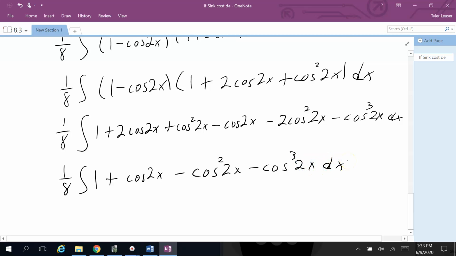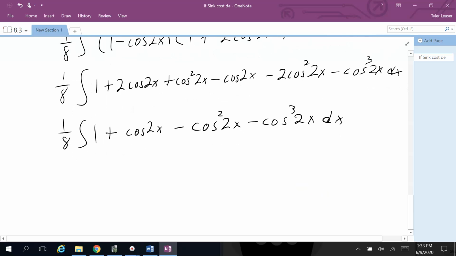Okay, and now we're going to have to start over and look at different techniques. We're going to think of this as 4 separate integrals. The 1 is nothing. Cosine 2x, we can easily find the antiderivative there. But then we have this cosine squared, and then this cosine cubed, and we're going to have to do our cases all over again. Here we have an even exponent, so we have to do the same substitution we just did above. This has an odd exponent, which means we have to do the other trick.